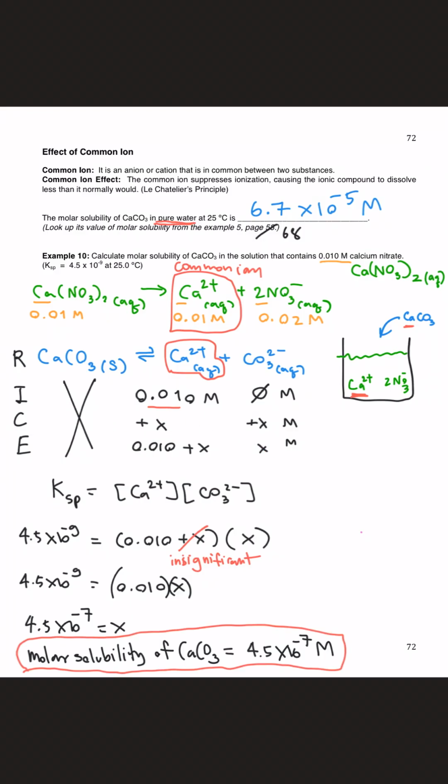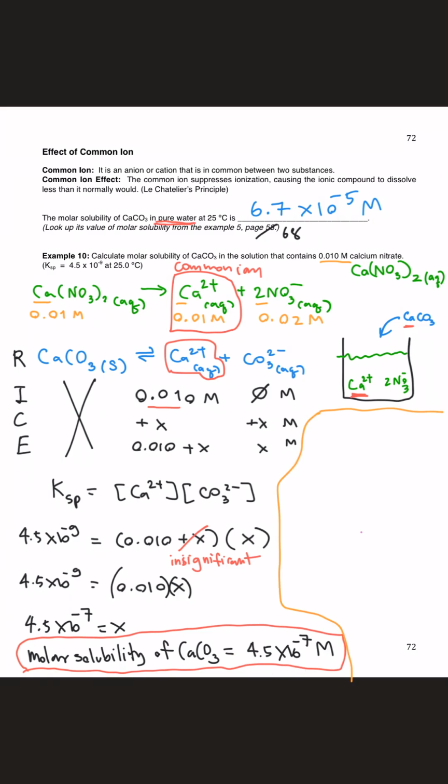And with this molar solubility of calcium carbonate, we can say that in 1 liter of the solution that contains 0.01 molar of calcium nitrate, which contains the common ion calcium, the calcium carbonate can dissolve 4.5 times 10 to negative 7 mole. That's what it means.